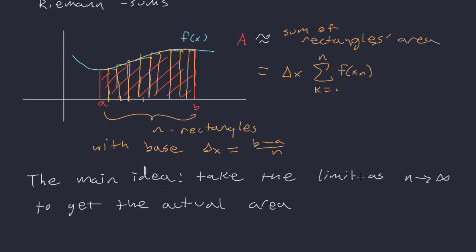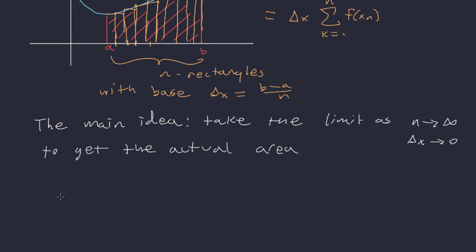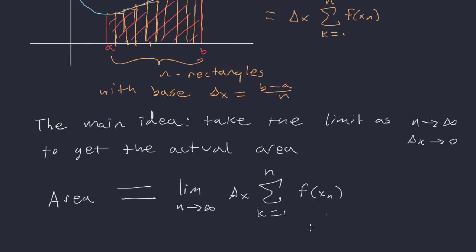Okay, so if we take the limit as n goes to infinity, that is actually delta x going to 0. Right, so you can think of it as either of these two limits will do the same thing, but what we end up with is that the area will actually equal the limit as n goes to infinity of delta x times the sum of k going from 1 to n of f of x sub k.